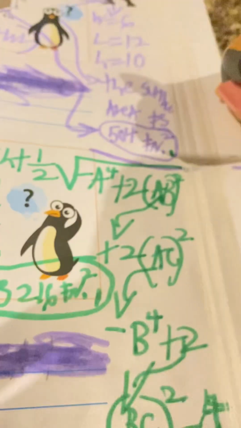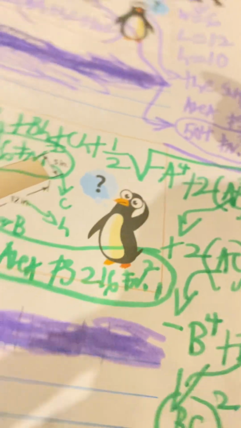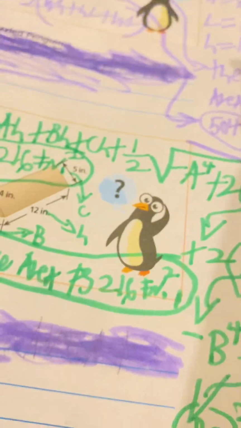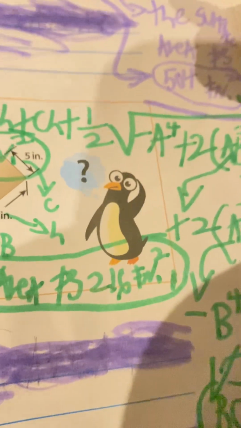I'm sorry, Puzzled Penguin, but this time you had an answer that's too large. Basically, Puzzled Penguin has an answer that is 24 greater than the actual answer. So, yep. Sorry, Puzzled Penguin.